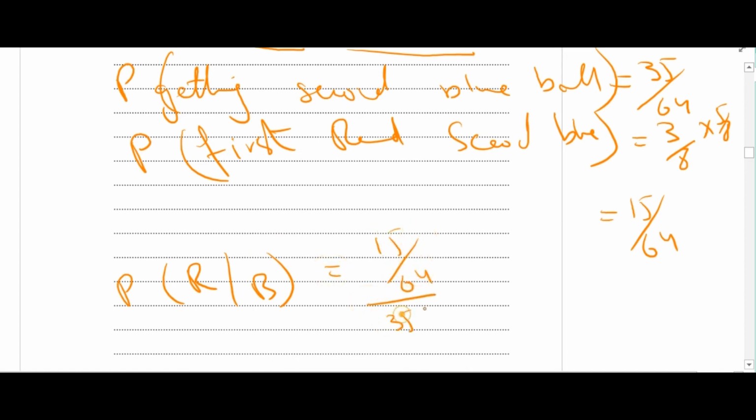Since we are limited by the condition that the first ball should be red and the second ball is blue, we have to again divide by 35 upon 64. That would become 15 upon 35. Upon cancellation, 5 3s are 15 and 5 7s are 35. So that is the probability.